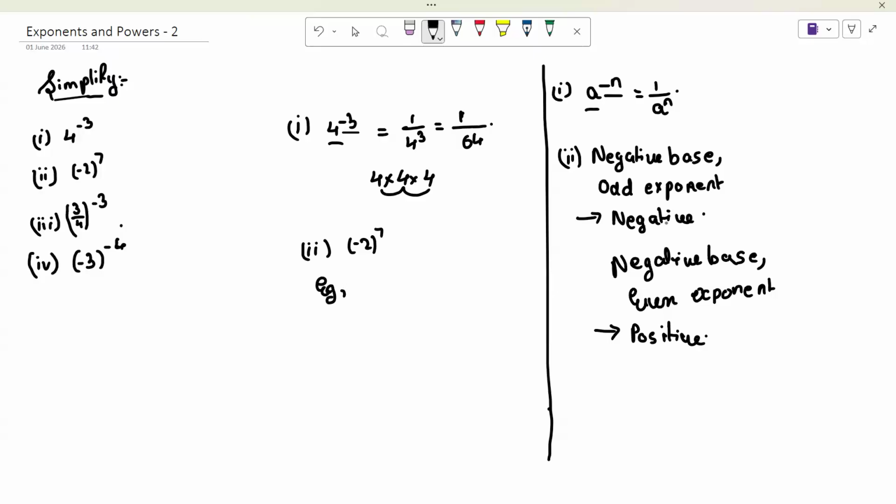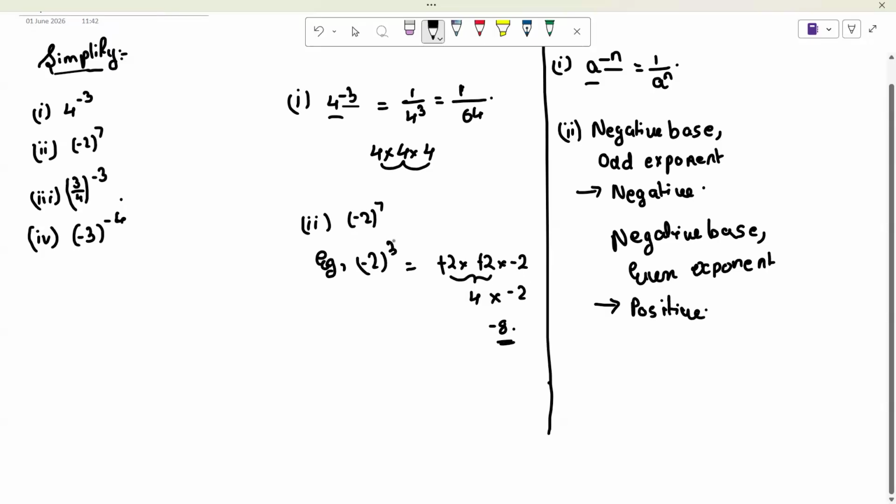Negative base and odd exponent will give you a negative solution. Let's see: minus 2 power 3. That is minus 2 into minus 2 into minus 2. I will explain a very easy example so that you will get it easily. Minus 2 into minus 2 is 4, because the minuses cancel out and become positive. And 4 into minus 2 is minus 8. Was this cancellation unnecessary? Yes, it was very unnecessary.